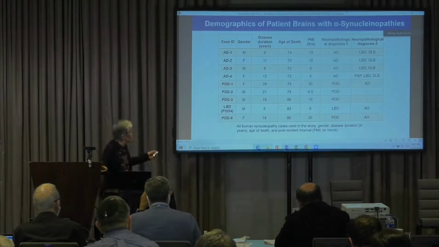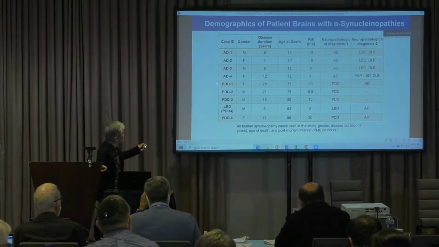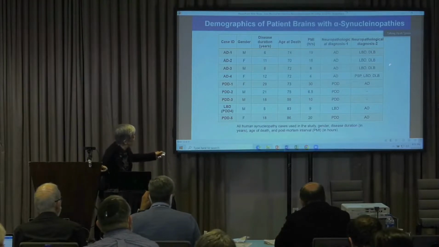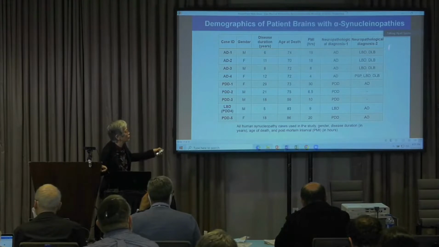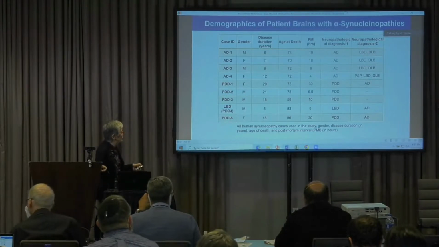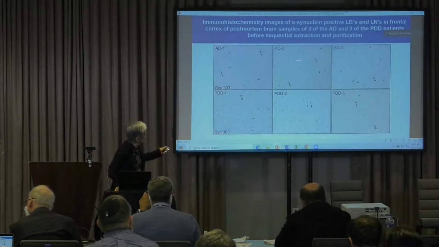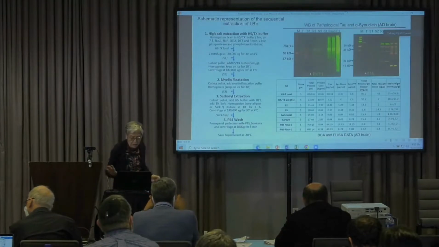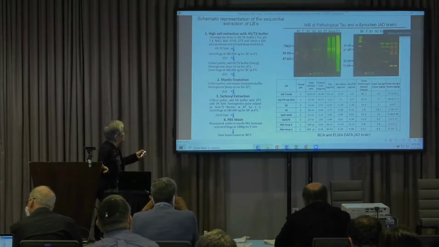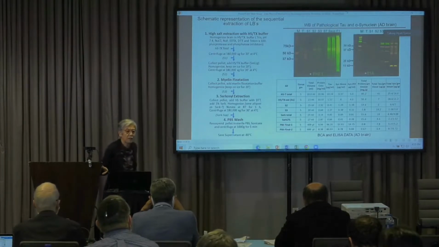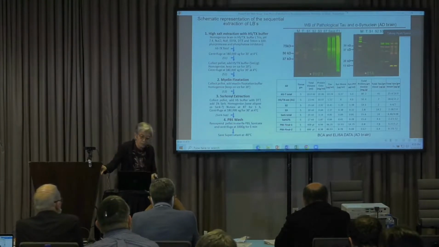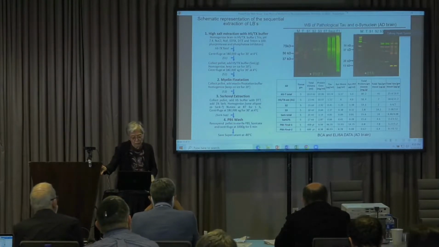And so here, this is what we did. We took a number of AD cases with a lot of Lewy bodies, so they have a secondary neuropathological diagnosis of LBD and DLB, and also the PD cases as well. We did the same sort of thing, and this is the pathology. They all have Lewy bodies, the AD cases and the PDD cases. And then we did the extraction. There's nothing magical about this biochemical extraction, fractionation of brains.